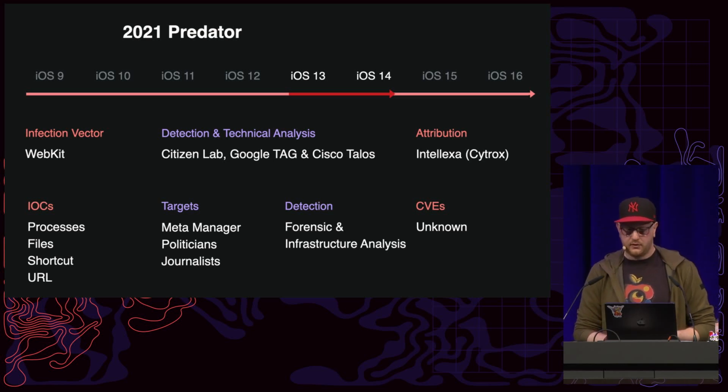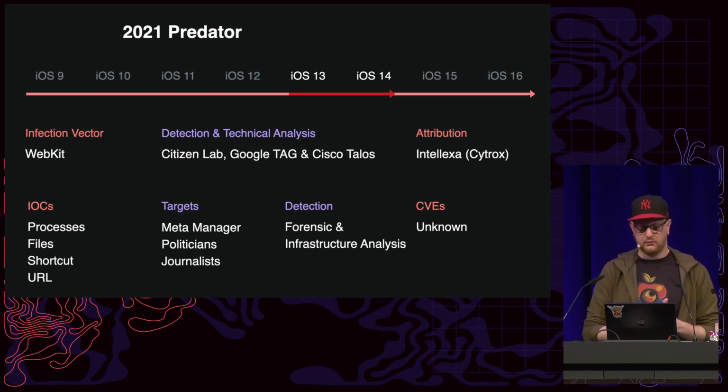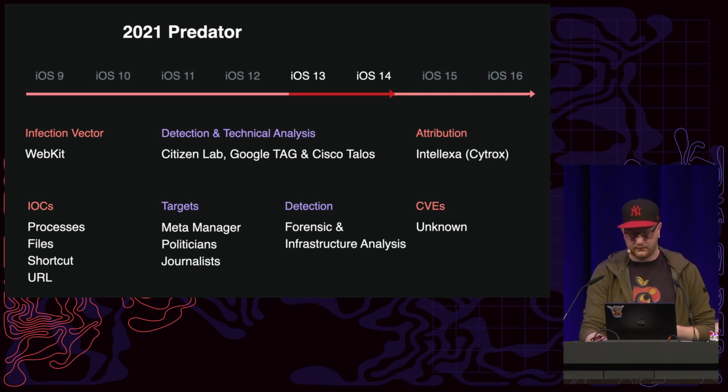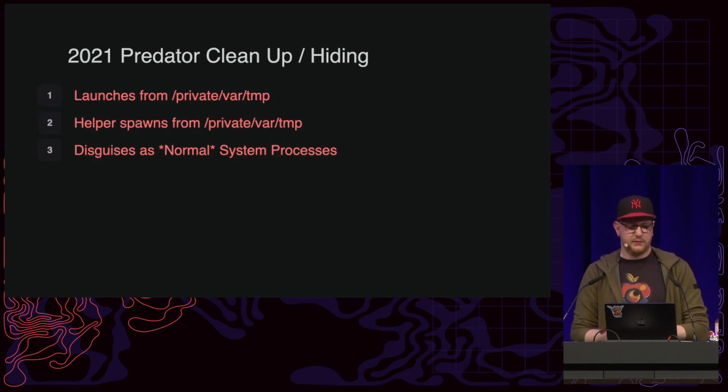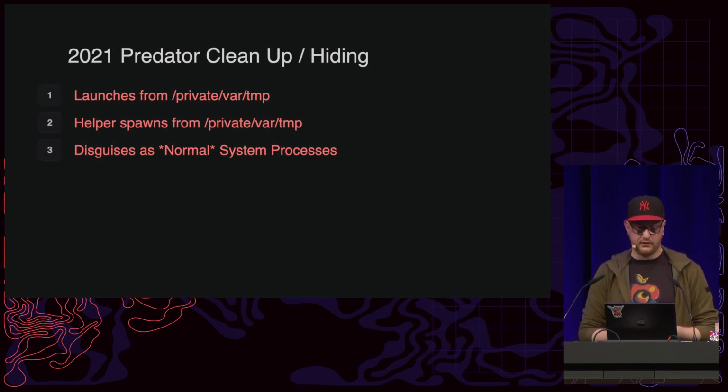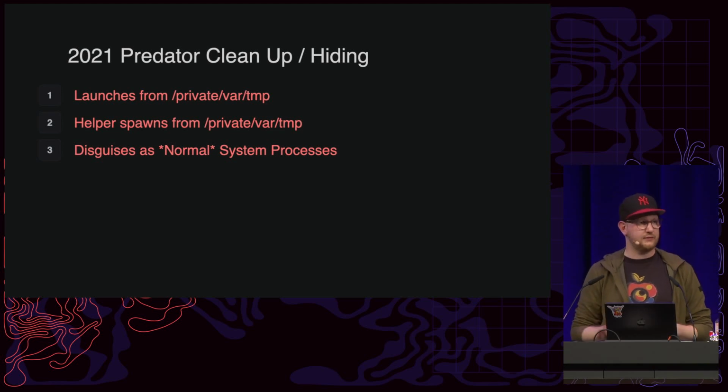At the time, it was, I think, the first public case where a business person like a manager from Meta was attacked, and it's not only a single civil society case. Even in 2021, Predator did a lot of cleanup or hiding. They were launching from private var temp, helper spawns from there as well, and they were already disguising as normal system processes. Once again, WebKit or user event agents are very normal things.